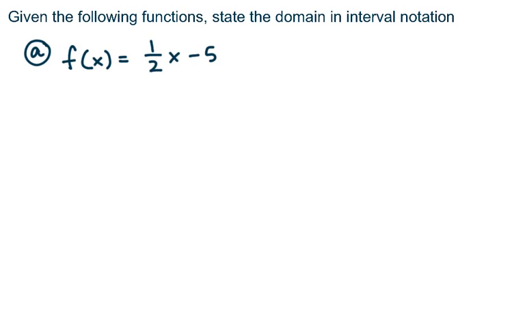We're going to be given some functions and we're going to state the domain using interval notation. For my first example, A, we have f of x equals 1/2 x minus 5. Now we have two questions we ask ourselves when we're trying to determine domain. Does the function have a variable in the denominator? You may notice we have a fraction, we have a denominator here, but is x in the denominator? It's not. It's 1/2 times x. So that would be no variable in the denominator.